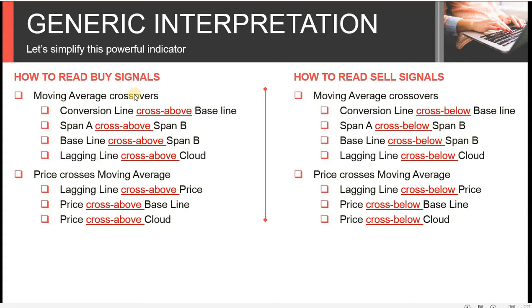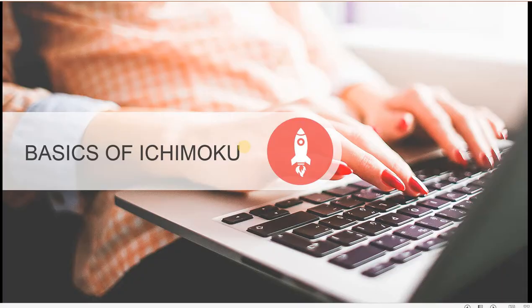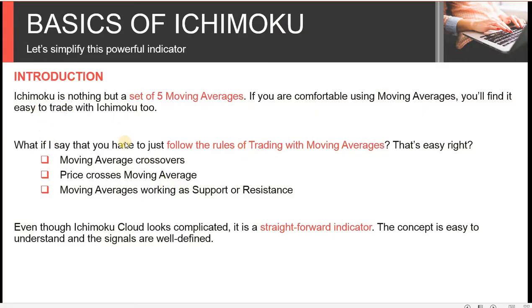And this is nothing but what I discussed a little earlier on, maybe in some other previous slides, and I'll get back to it. The first thing that I said is that we have to use the rules of trading with moving averages. So moving average crossovers, the faster moving average crossing above the slower moving average is your buy signal, and vice versa is your sell signal.